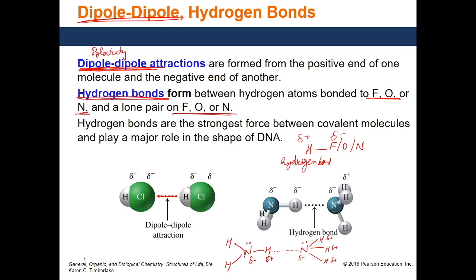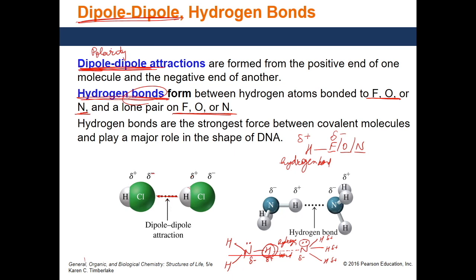And this bond, which is specifically formed between hydrogen and a lone pair on nitrogen, oxygen, or fluorine, is referred to as hydrogen bond. Okay, so remember, only hydrogen which is bonded to fluorine, oxygen, or nitrogen can form hydrogen bond with one of these lone pairs on these atoms. Even though the name says it's a bond, this is not a bond. This is still a force of attraction. It is just called a bond.